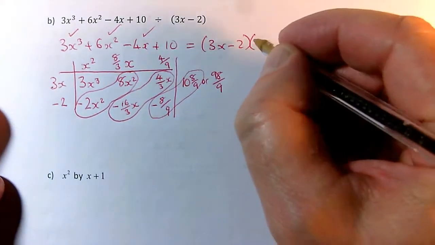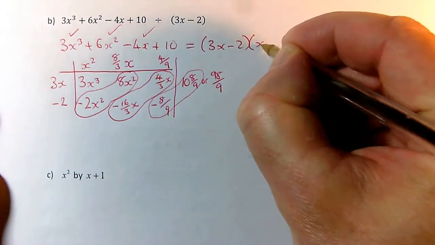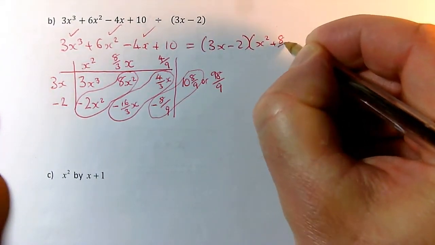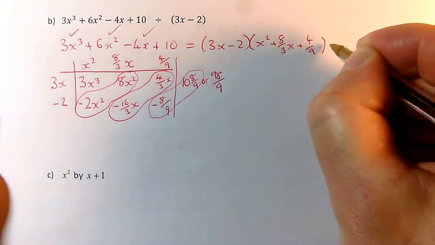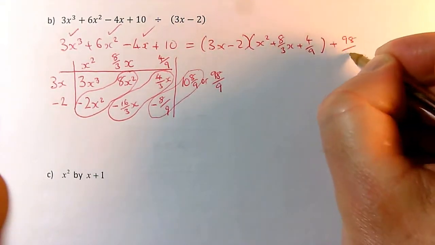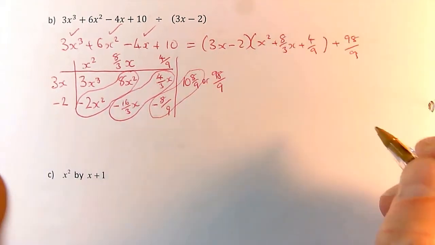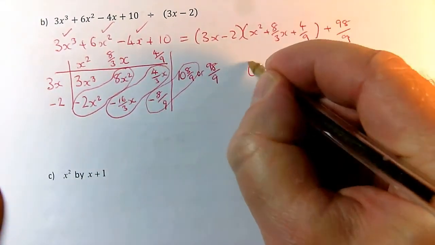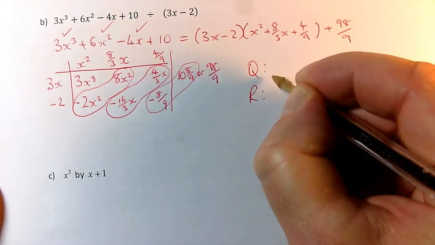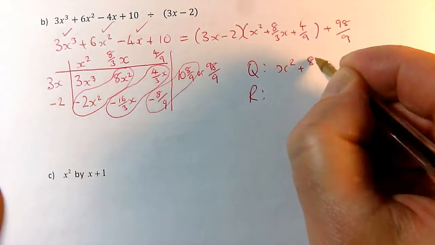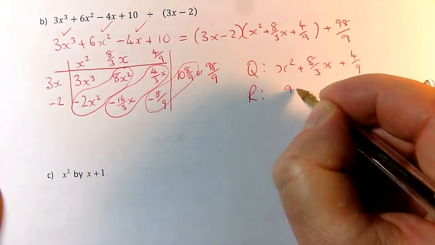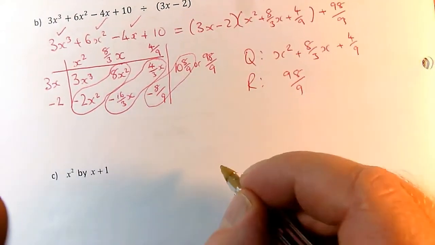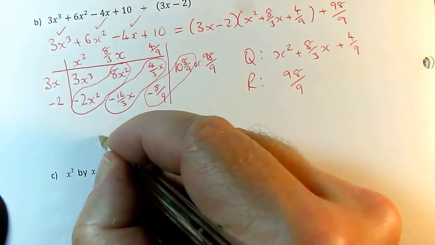All right, so in this bracket here, we're going to have the x squared plus the 8/3 x plus the 4/9, and as our remainder we need plus 98/9. So that's one way of expressing the answer, or I can talk about the quotient and the remainder. The quotient is the x squared plus 8/3 x plus 4/9, and the remainder is 98/9. Okay, or I can write it in the fractional version.